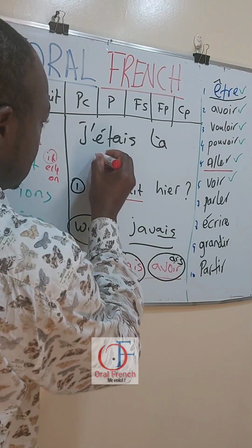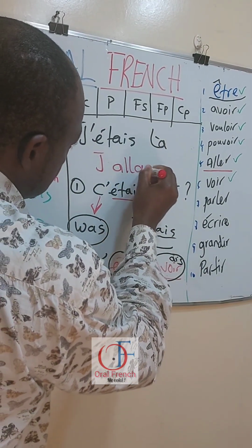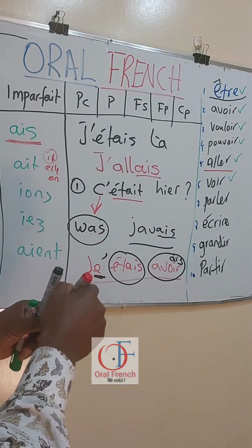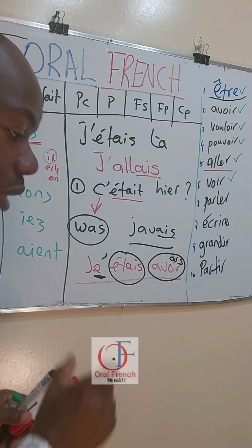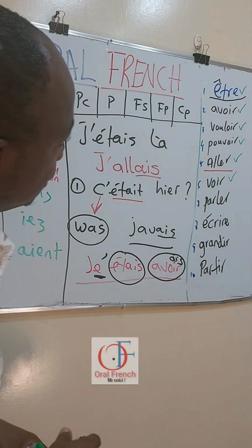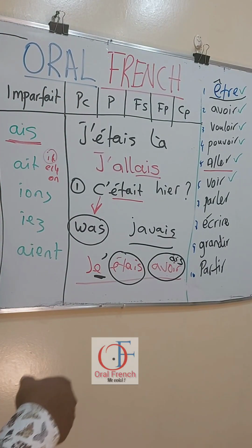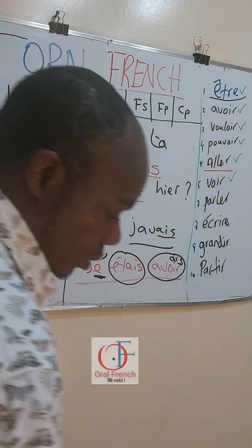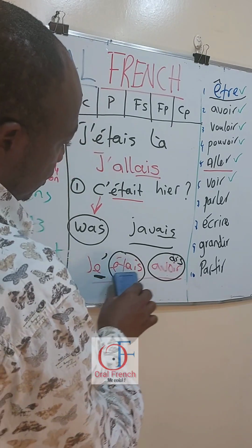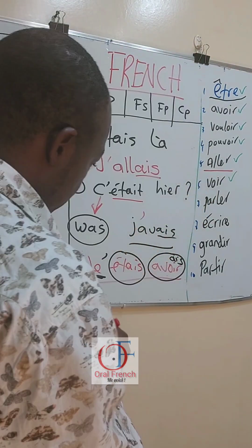And you have j'allais. J'allais. I was going. So I hope you are getting it. Concentrate only on that verb. That is why we also have, in this case, yeah, I think that's it for now. So if we want to use je now, in this case, what are we going to say? Je étais avoir. In this case, we just say j'avais, I was having. J'avais, I was having.